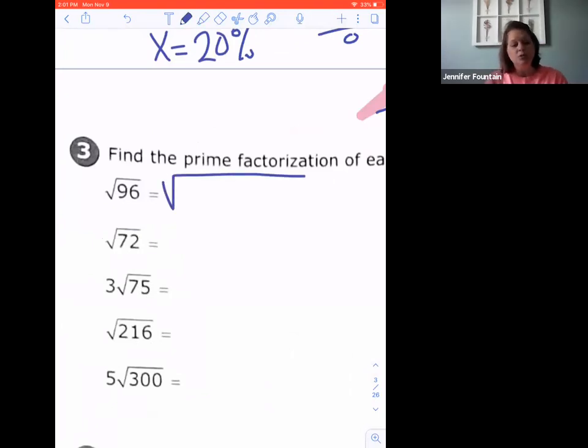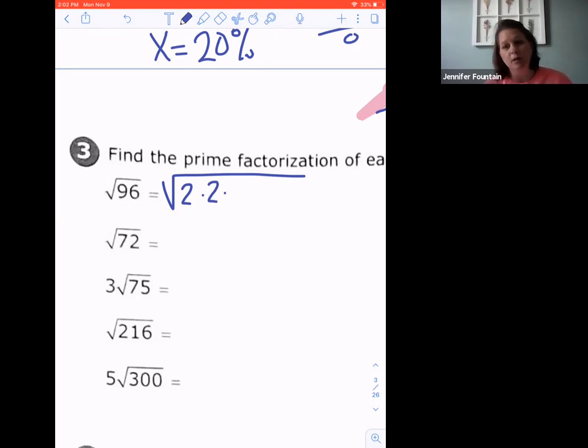Remember that I always want to start with my smallest prime factor of 2. If it's an even number, I know it's divisible by 2. So 96, I'm going to start with 96 divided by 2. So I'm looking at what is half of 96. Half of 96 is 48. Okay, so now I'm thinking about the number 48 and I want to break it down. My smallest prime factor of 48 is also 2. Half of 48 is 24.